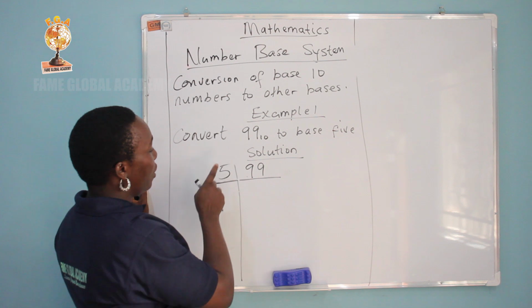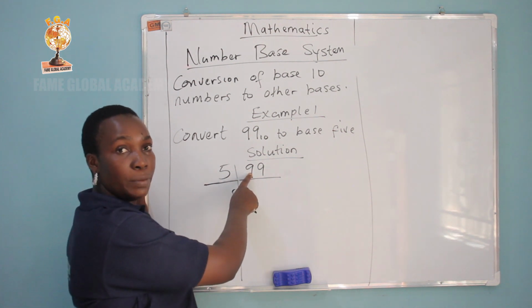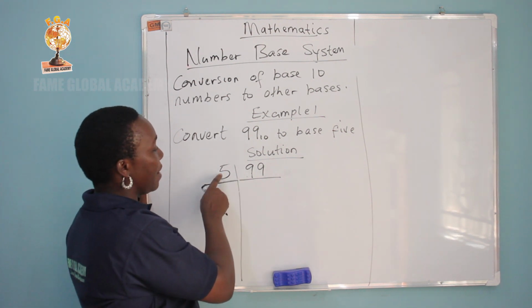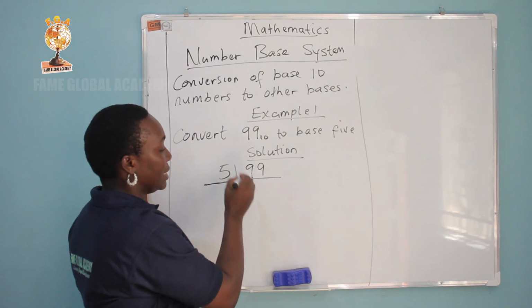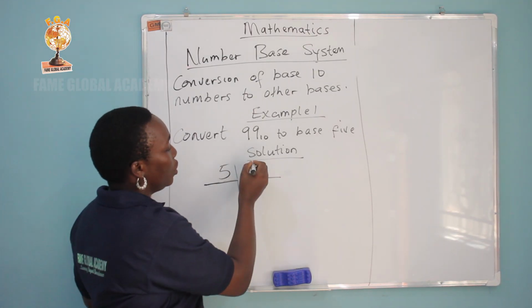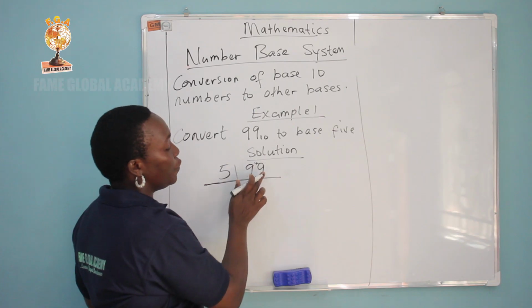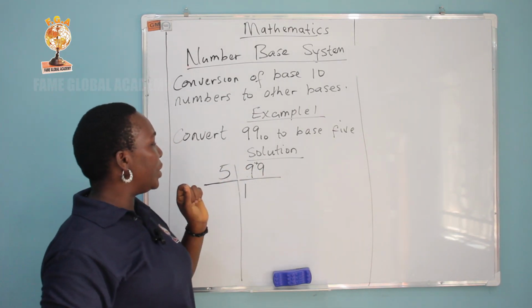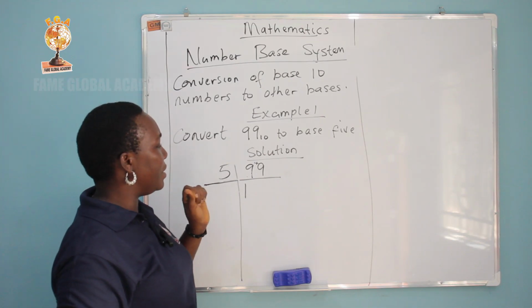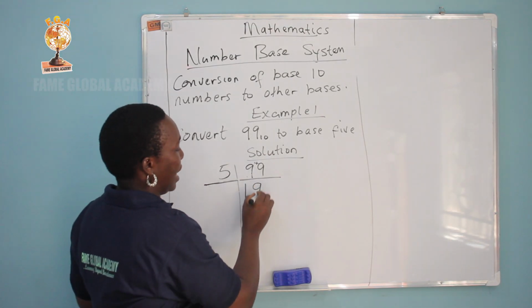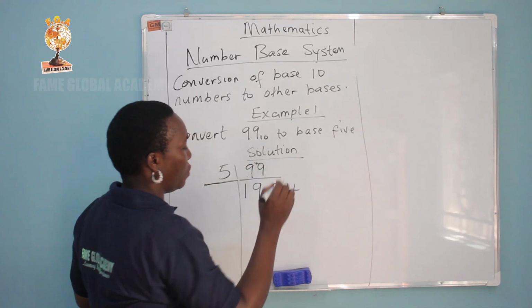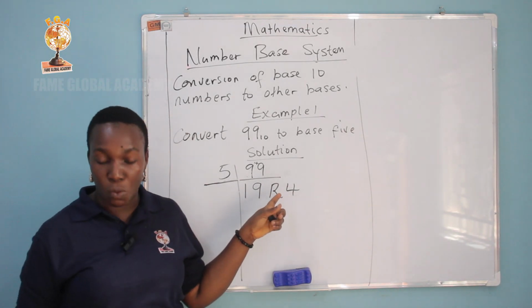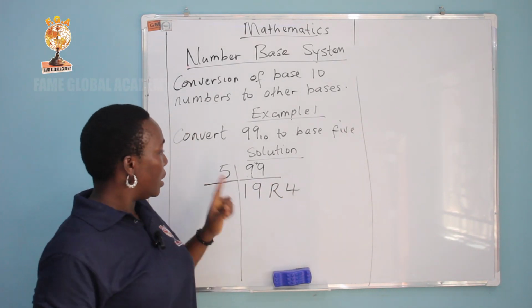Okay, so let's start. First of all, you take the numbers one by one. So 9 divided by 5 gives us 1, remainder 4. So you put the 4 here, that will give you 49. So 49 divided by 5 gives 9 remainder 4. Make sure you write down your remainder.